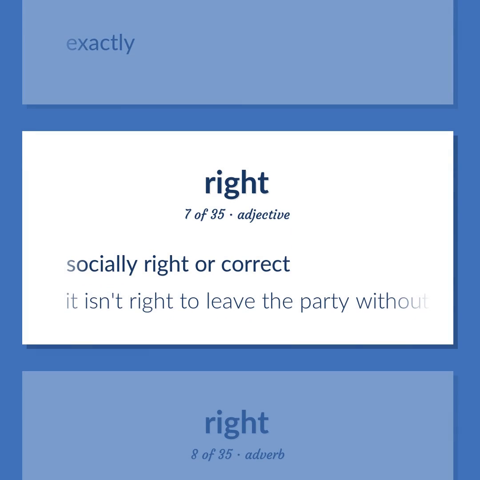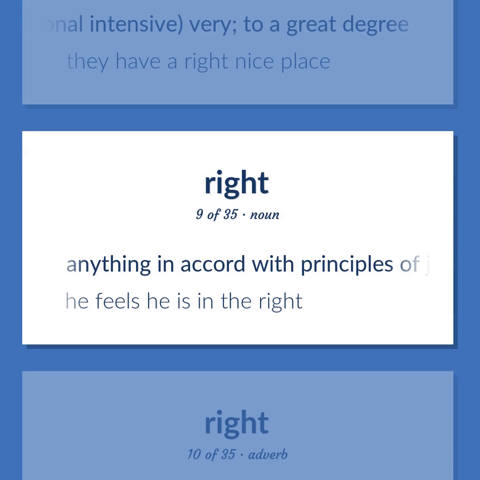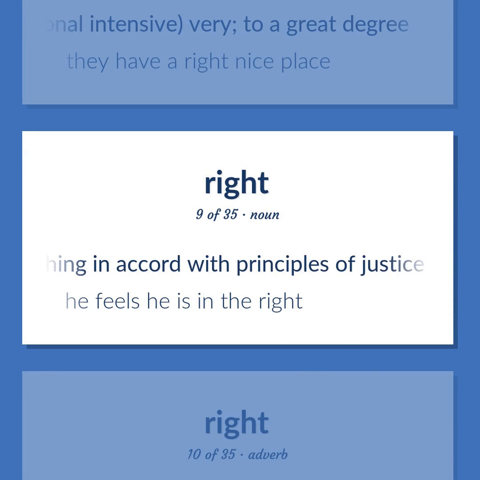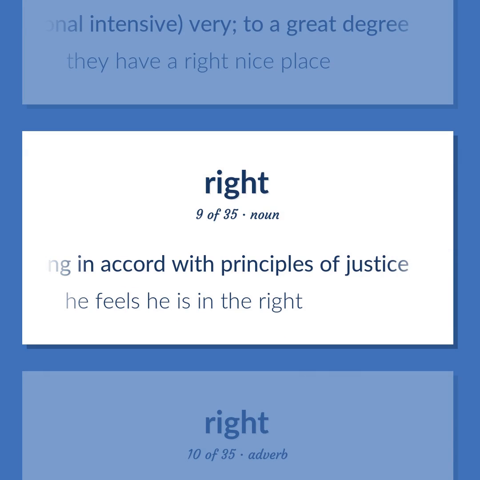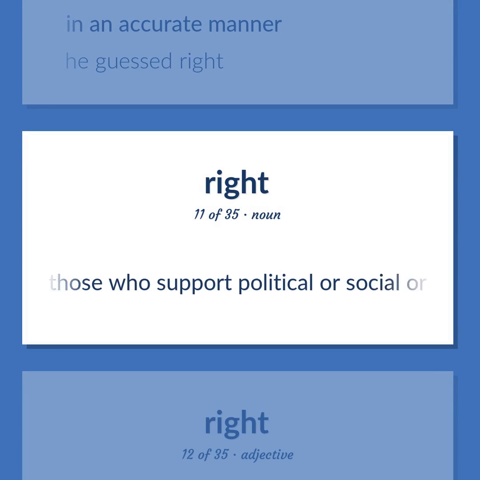Socially right or correct. It isn't right to leave the party without saying goodbye. Southern regional intensive: very, to a great degree. They have a right nice place. Anything in accord with principles of justice. He feels he is in the right. In an accurate manner. He guessed right. Those who support political or social or economic conservatism. Those who believe that things are better left unchanged.